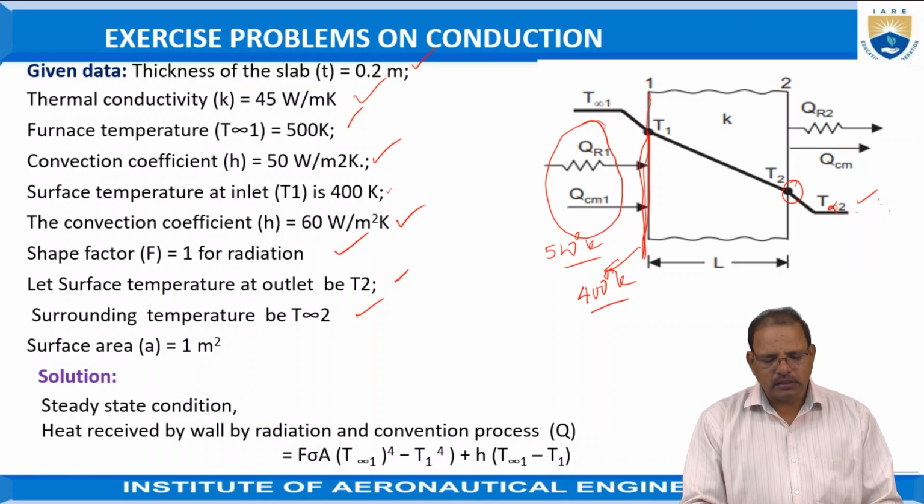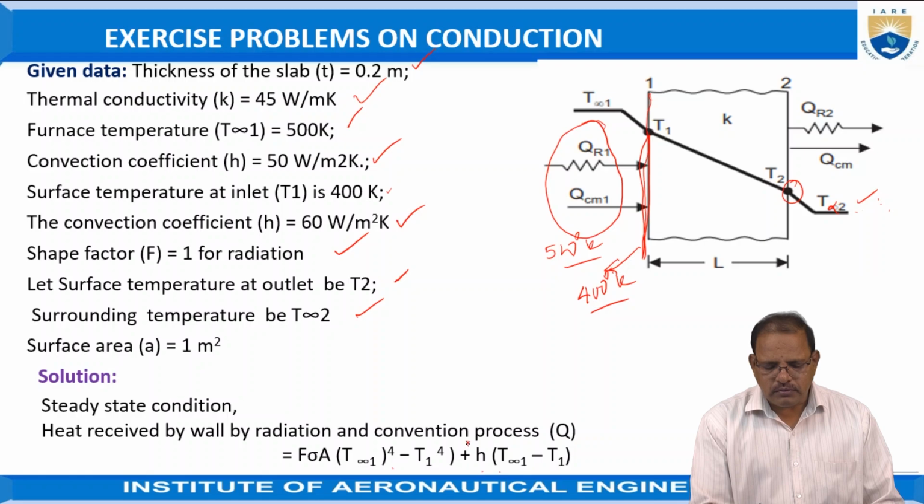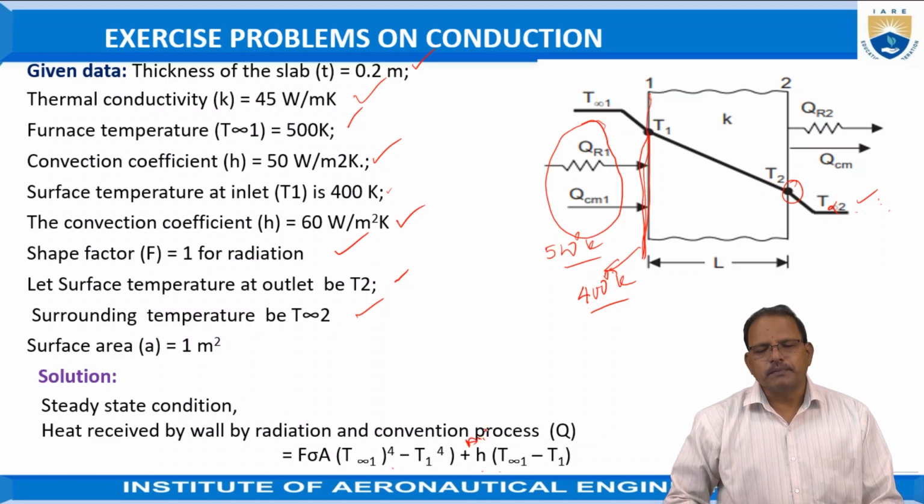First of all, in steady state condition, the amount of heat energy flowing from the hot fluid to the inlet surface of the object by radiation and convection can be expressed as F into sigma into A into T alpha 1 to the power of 4 minus T1 to the power of 4, which is the radiation process, plus the convection process, H into T alpha 1 minus T1. Here A is also there, but A is equal to 1 according to this problem.